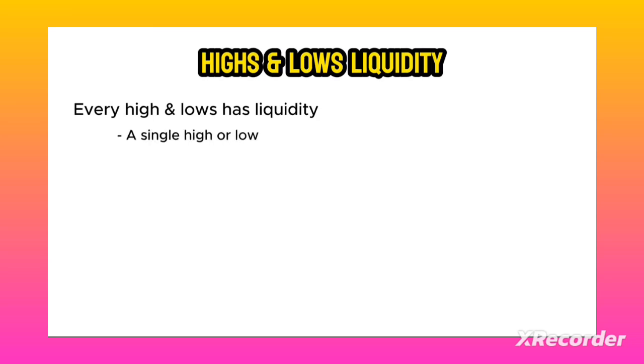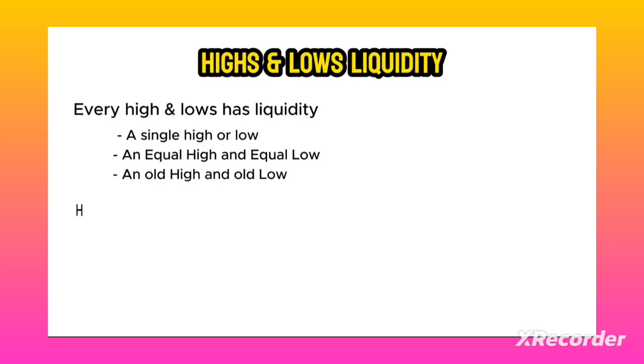Liquidity from highs and lows. Every high and every low has liquidity, and it can come in multiple ways: a single high or a single low, an equal high or an equal low, and an old high or an old low. You must understand that the high time frame is the most important one. Let's look at the first example.